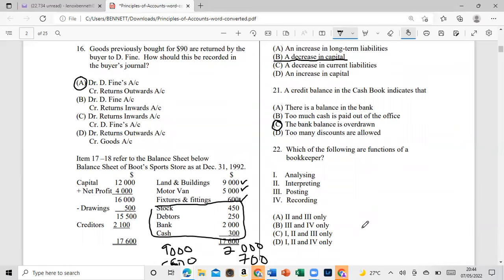It says, which of the following are functions of a bookkeeper? This one is going to be a bit tricky. I know analyzing is definitely one of those. I'm going to go through them one by one, guys. Interpreting, yeah. Posting, no. Recording, yeah. All right, let me see if this option is there. 1, 2, and 4. All right, so that would be D.